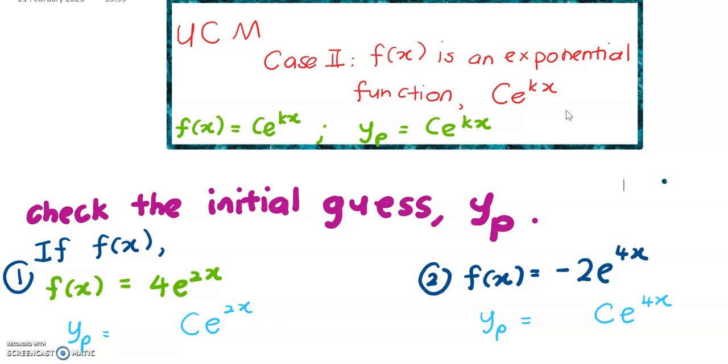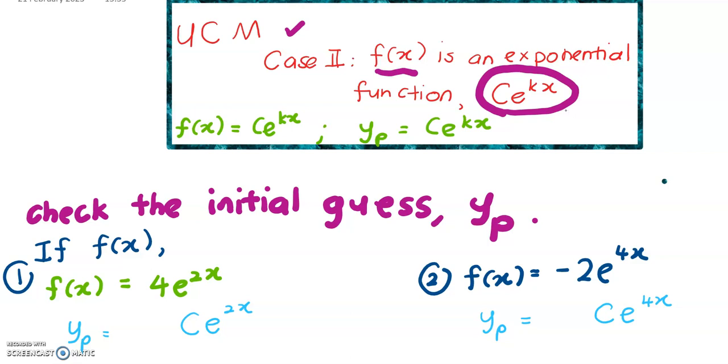So now we are going to discuss the undetermined coefficient method for case 2, where we consider our f(x) is an exponential function in the form of C e^(kx), where C and k are constants.